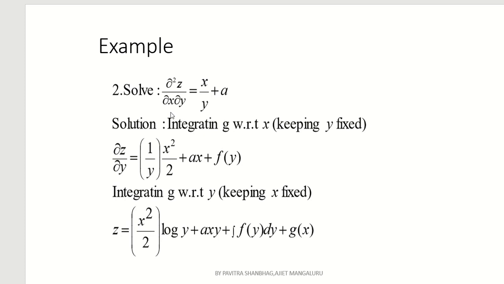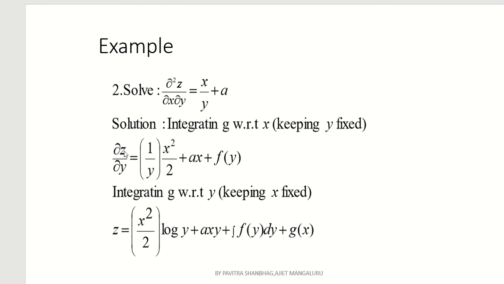Now, clear one by one. To get z we have to integrate twice because a second order derivative is there. If you integrate twice, you will get z. But first integrate with respect to x here. So ∂/∂x of ∂z/∂y, if you integrate, ∂z/∂y only remains. Integration of x is x²/2, and 1/y is constant. Keep y fixed. So 1/y into x²/2, plus integration of a dx, a constant, that is integration of 1 dx, that is x, so ax, plus a constant in terms of y, that is f(y).